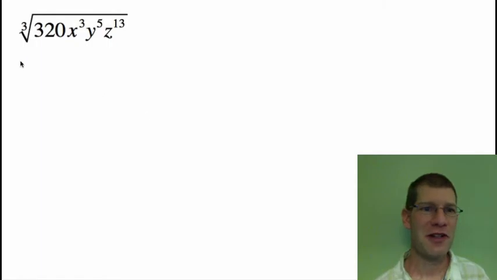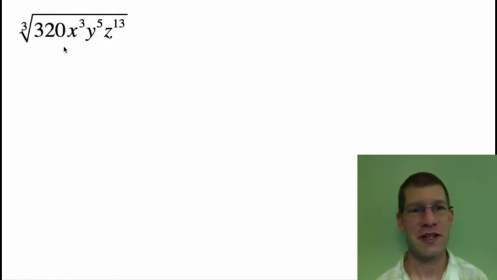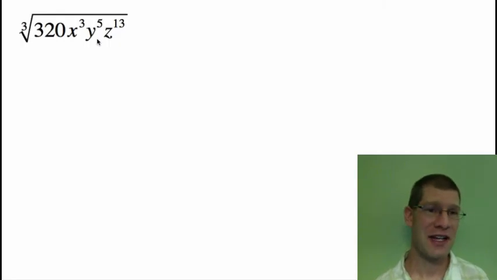The very last part is to do an example that combines those last two things together. And so we'd have the cubed root of 320 x to the third, y to the fifth, z to the 13th. I really just treat this like two problems and mash the answers together at the end. So I'm first just going to do the cubed root of 320. And usually as I do these problems I don't rewrite it.